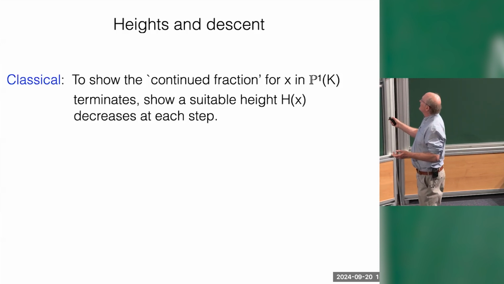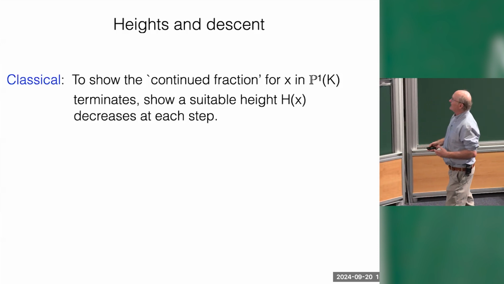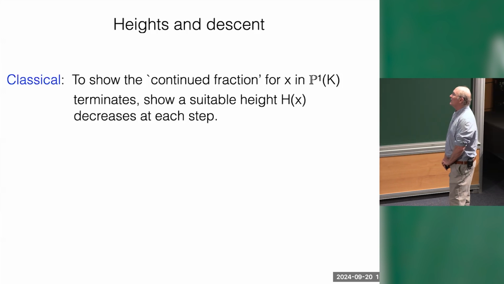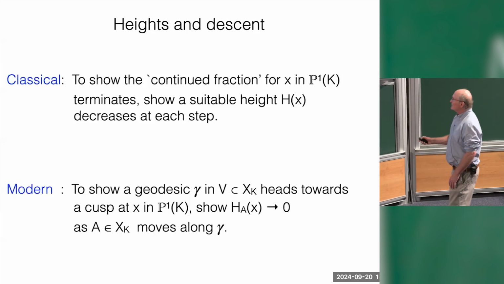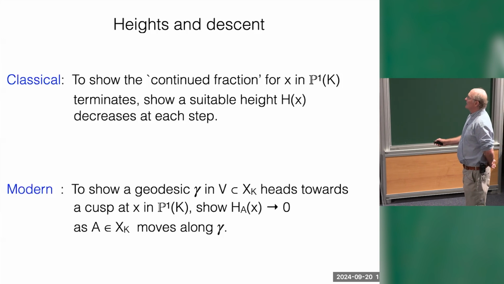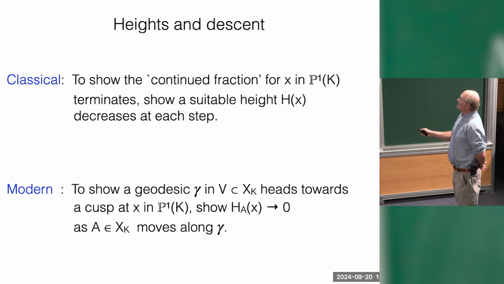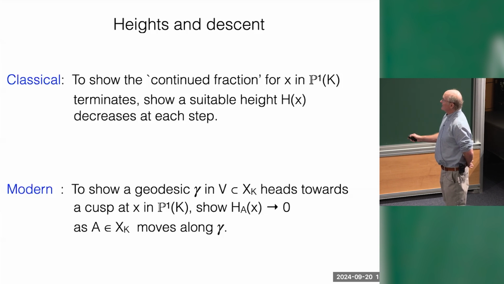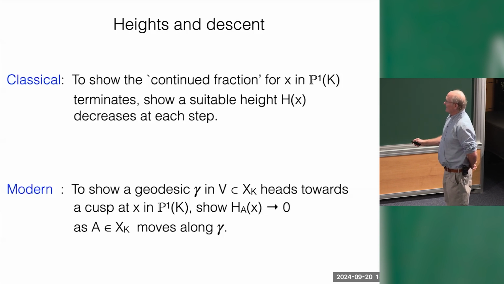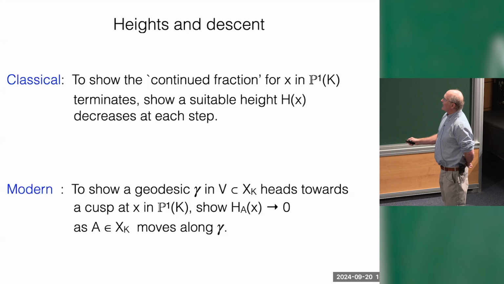But it's quite awkward to find this height, and it's quite non-conceptual how the proof came about. So I'm going to try to give a more modern approach. Rather than trying to show a continued fraction terminates, what I'm trying to show, and it's really equivalent, is that a hyperbolic geodesic on this special curve V in this Hilbert modular surface heads towards a cusp in P1 of k.